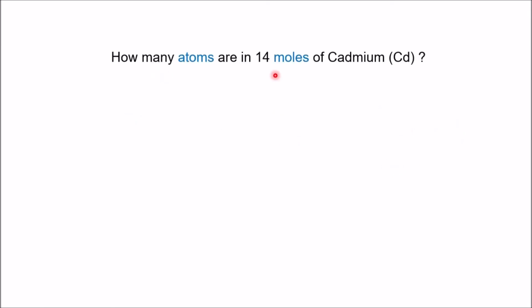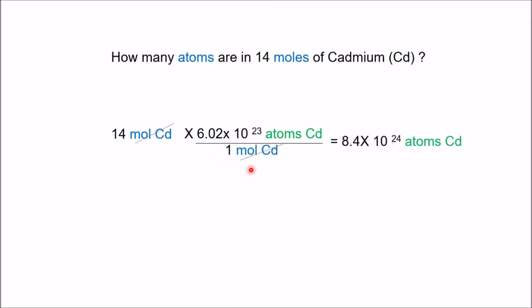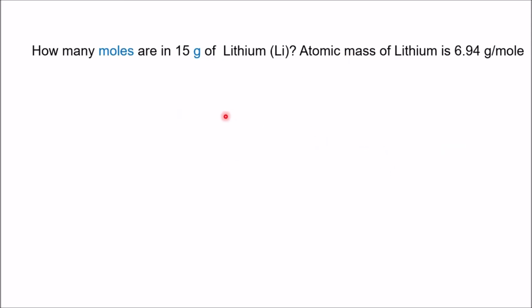Let us see how to solve this problem. How many atoms are present in 14 moles of cadmium? We start with the 14 moles of cadmium. Next we write the conversion factor connecting moles to atoms as 6.02 times 10 to the power 23rd atoms of cadmium is present in 1 mole of cadmium. We write 1 mole cadmium in the denominator so that moles of cadmium cancel out and we get atoms of cadmium.